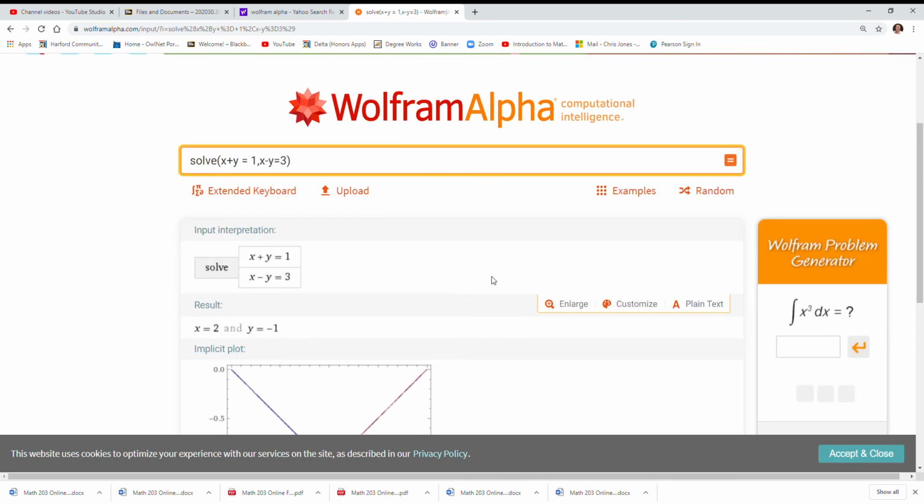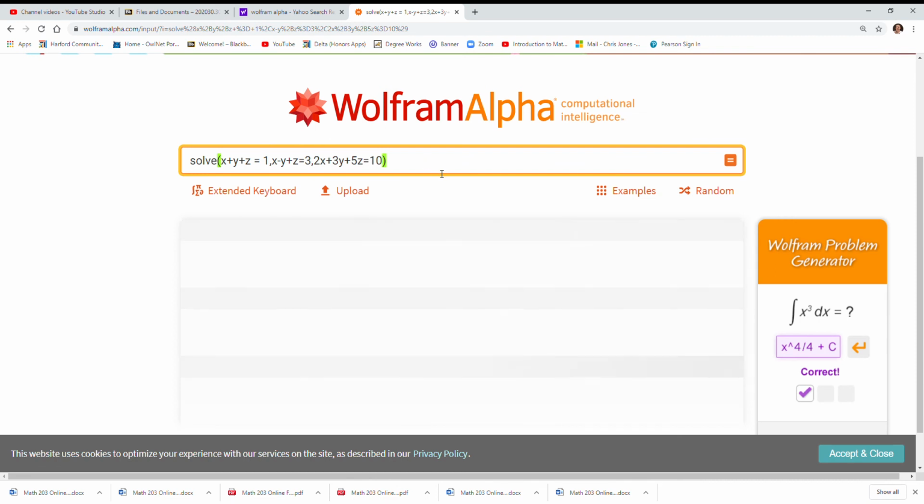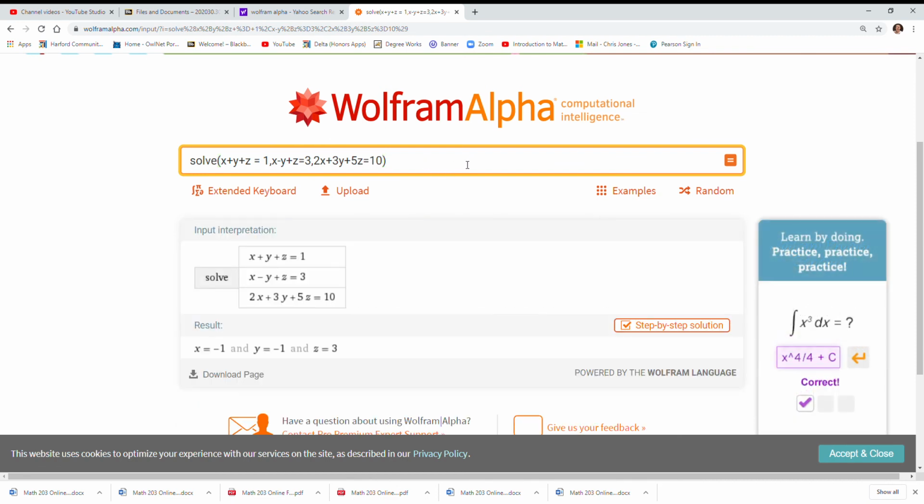And it just goes right here and it solves it. If I wanted to put 3 variables in there, I could say x plus y plus z equals 1, x minus y plus z is 3, and then 2x plus 3y plus 5z is equal to 10. Now this is probably not going to be a nice answer, but just to illustrate that you can solve it. By the way, I totally guessed, and we got some really nice numbers out of this.